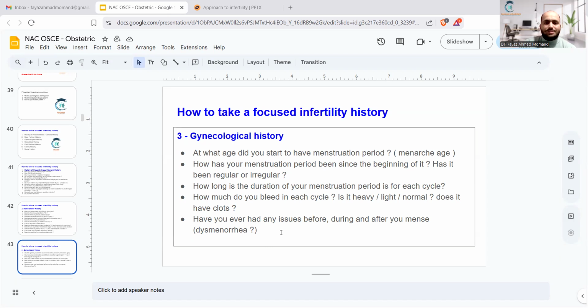And make sure you're comforting the patient every now and then, because these are very sensitive questions and most patients wouldn't be comfortable, especially if they're a younger patient. So make sure you're saying, I know these questions are very sensitive, I know these questions are very personal, but we have to make sure we are being thorough and not missing anything.